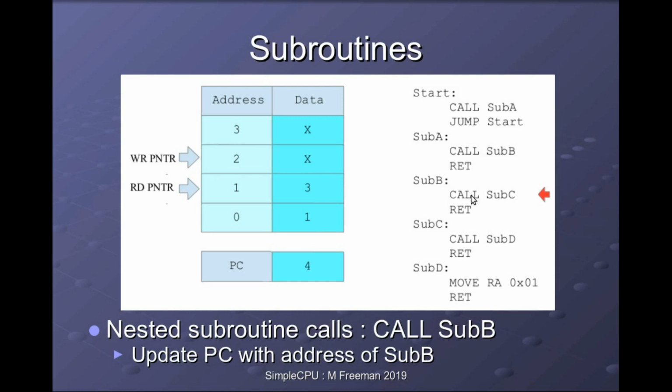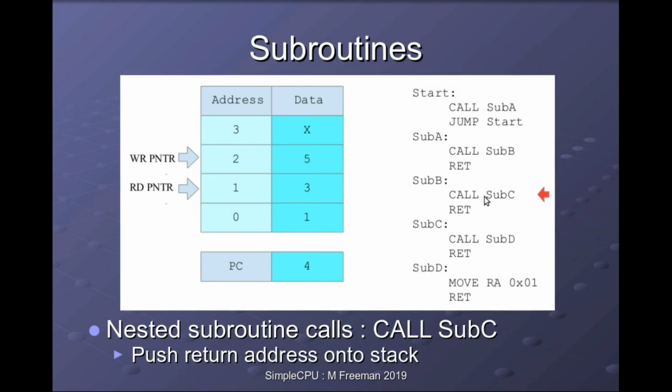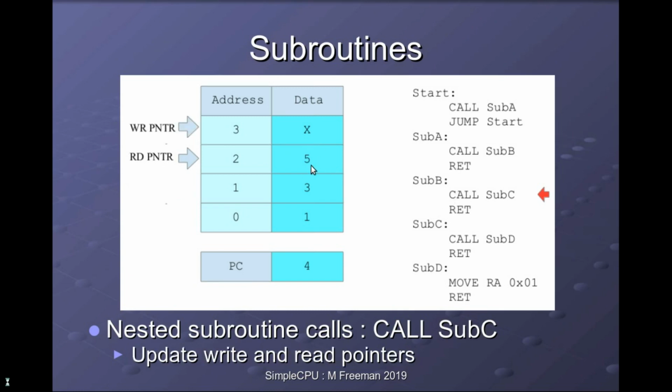At that location we have a call to subroutine C. So again we will push onto the stack the return address of where we want to go to, which will be this address here, so 0, 1, 2, 3, 4, 5, and put that into our stack. Then as always we increment the stack pointer to point to the next free location, and the read pointer follows, and then we update the program counter to the address of subroutine C.